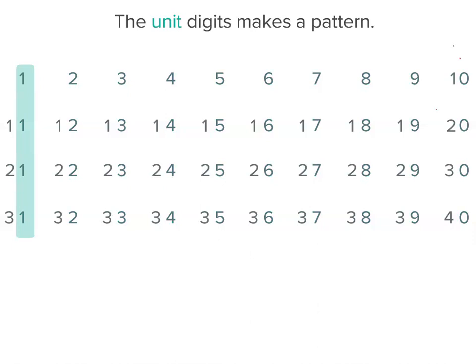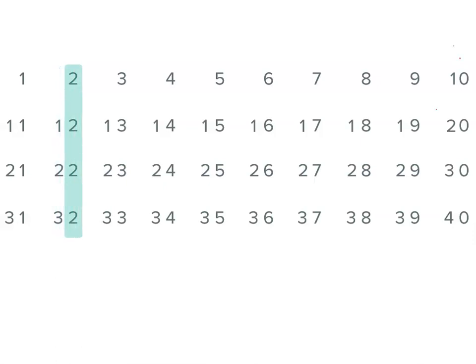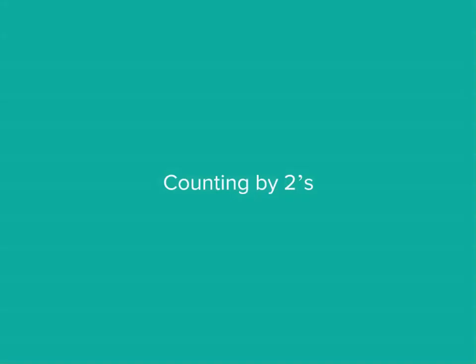So the unit digits make a pattern. They've all got 1's, then 2's, then 3's, then 4's, and so on. But our 10's digit increases. What about counting by 2's?